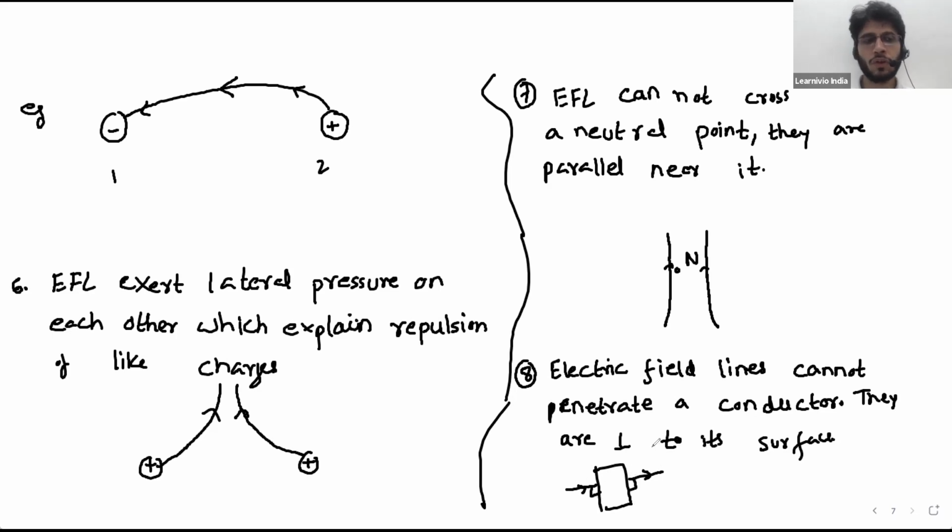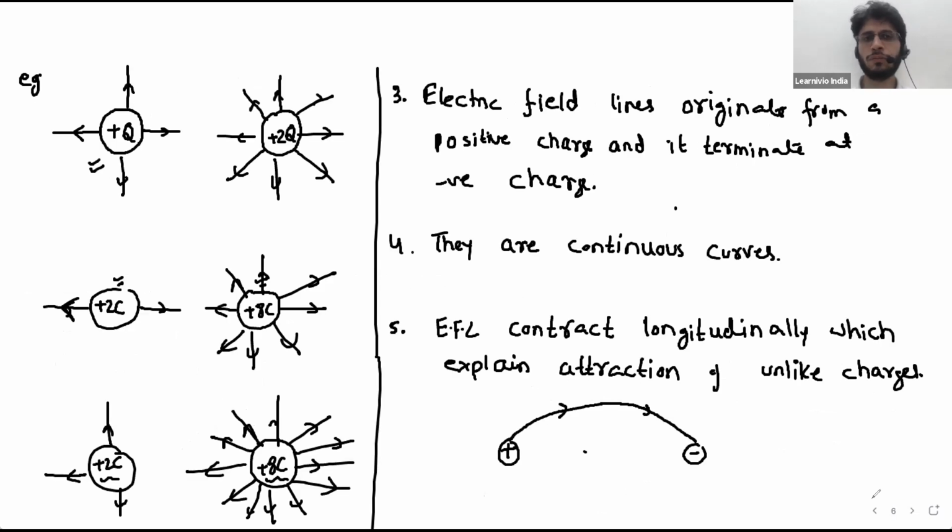That's it. So these are 7 or 8 properties. On the basis of these 8 properties, we will draw electric field lines for different types of systems. Okay, note it down now.